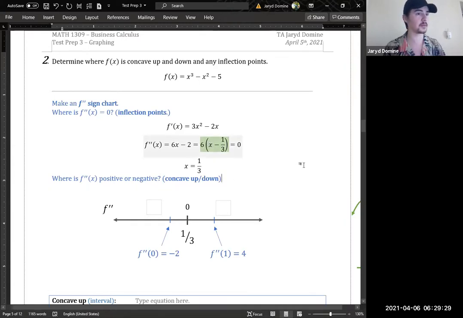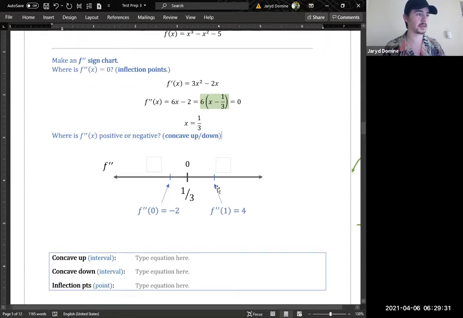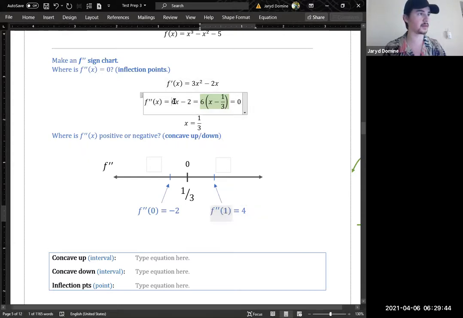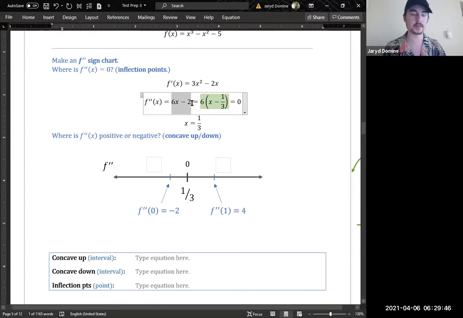Macit's method works. My method works too. But I'm going to show you something else, which is plugging in. So we have 1/3 here. I'm going to pick numbers from either side and plug in and see what we get. So second derivative, where do we have it? It's right here, right? This 6x minus 2.